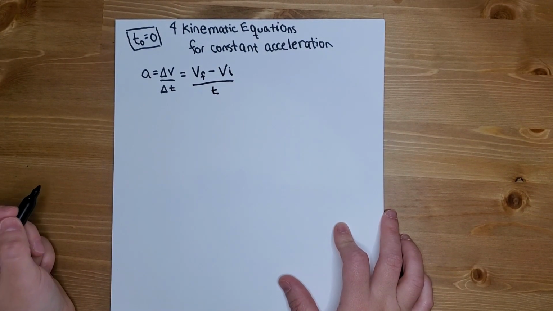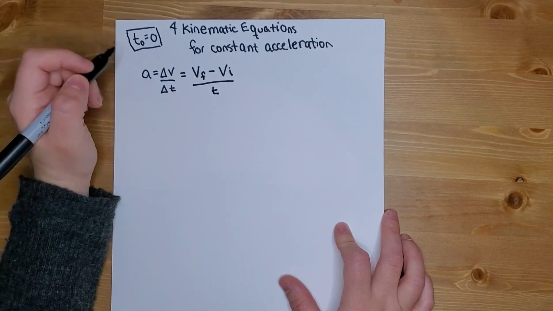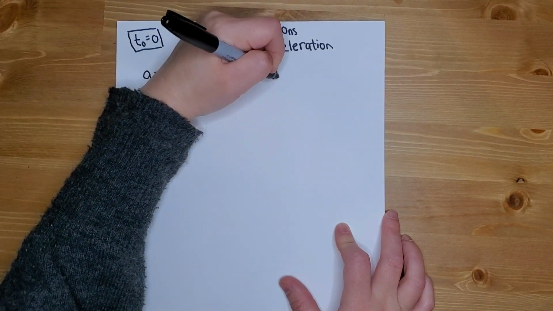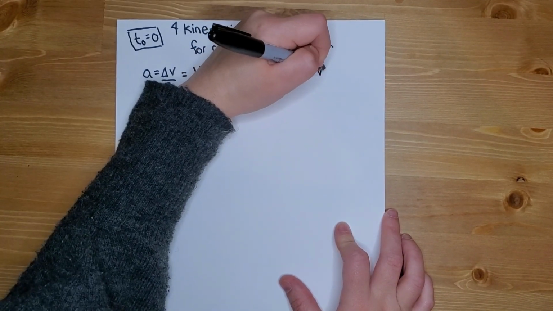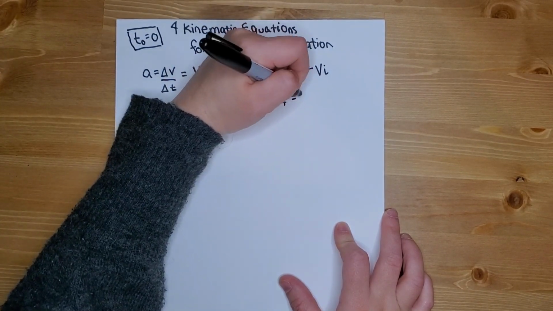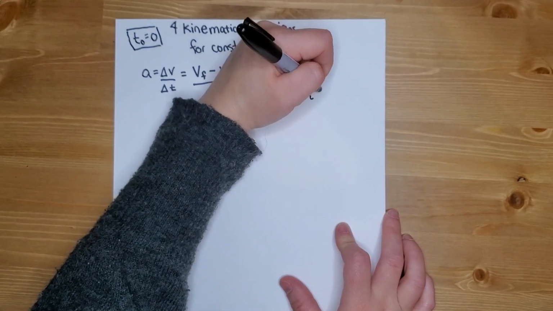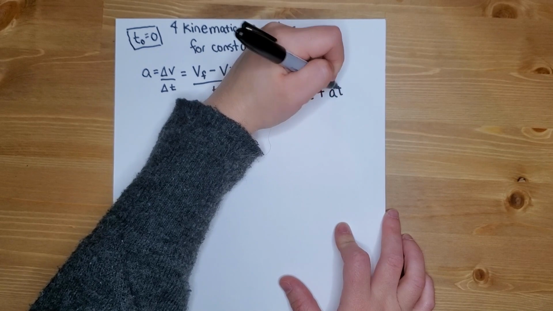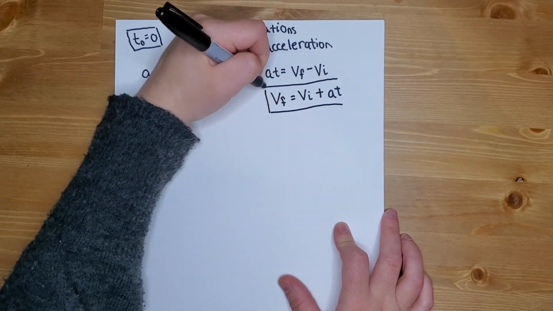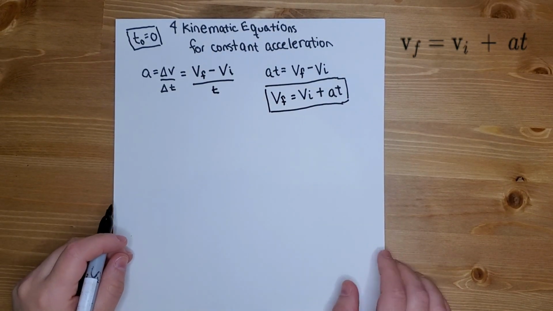Now we want to solve for v final for our first kinematic equation. So all we do is we get our t on this side, so we have a t times v final minus v initial. So we have final velocity equals v initial, because once we move it to the other side it's a plus, acceleration times time. And that's the first kinematic equation that we usually see for constant acceleration.